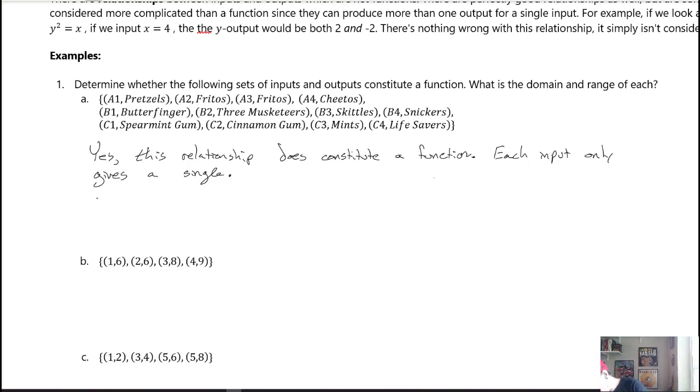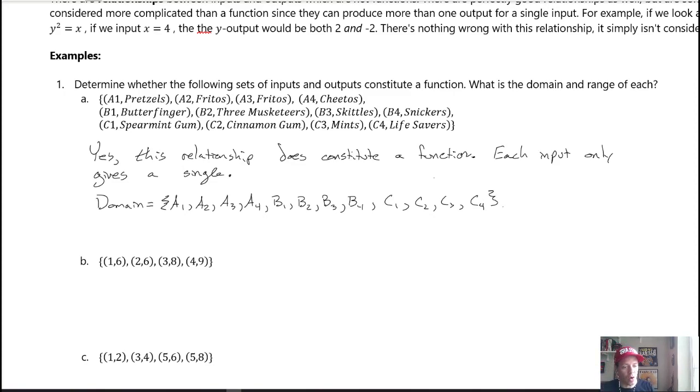All right, let's talk about the domain and range here. The domain is the set of all possible inputs for this function. That would be the A1, the A2, the A3, the A4. We have B1, B2, B3, and B4. And then we have the C's, C1, C2, C3, and C4. Put that in our set notation to say that's the set of all the possible inputs for this function.